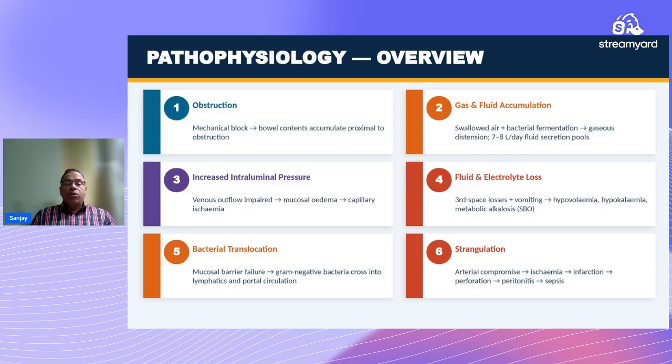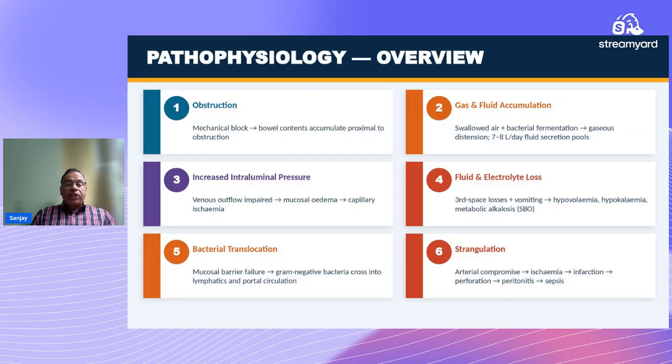Because the veins are thin walled, the first thing which would be compromised because of this increased intraluminal tension is venous outflow. When the venous outflow is impaired, there is mucosal congestion leading to mucosal edema. And this mucosal edema would ultimately lead to capillary ischemia. And then arterial inflow also gets compromised, and the bowel gets threatened by ischemic necrosis.